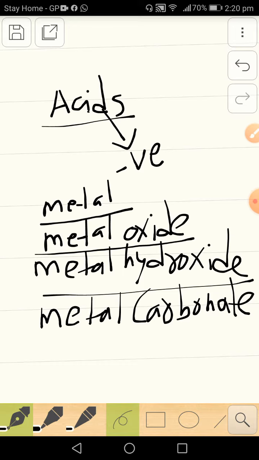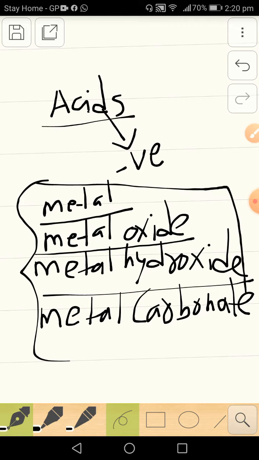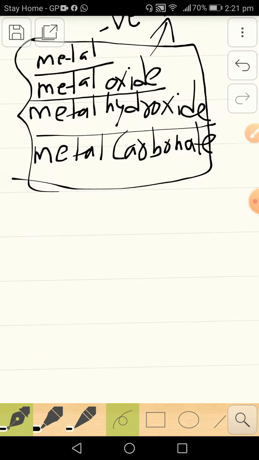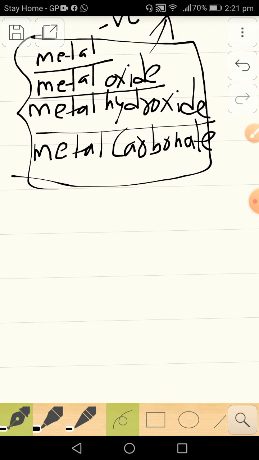So which one do we need to choose? For the positive part of the salt we have to use these things. Now, what are the methods that we can use to prepare the soluble salt? The first method we can do is the titration.